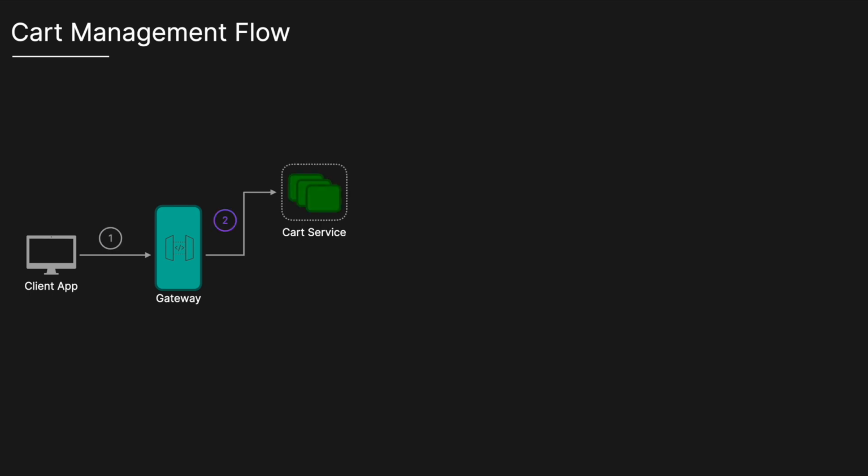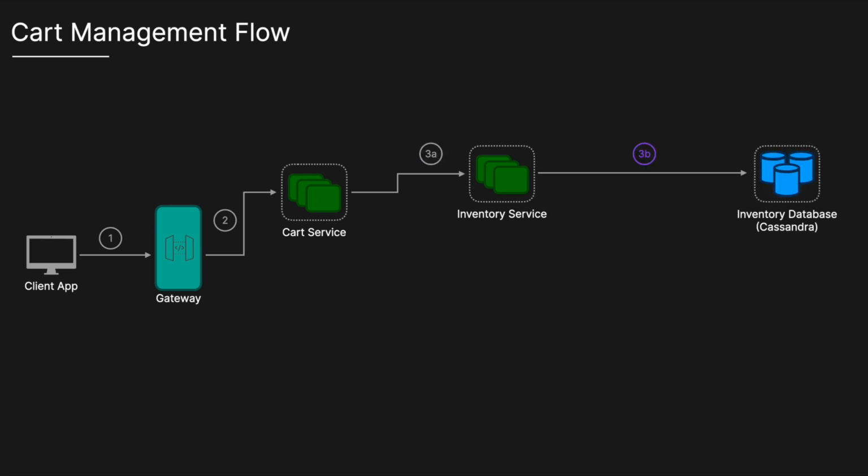The next flow will be the cart management flow. So as always, the user will add a product via the POST cart items endpoint. The API gateway will receive the request, authenticate the user, and apply rate limiting, and then forward it to the cart service. The cart service will first reach out to the inventory service, and the inventory service will then check that there is sufficient quantity available of that item.